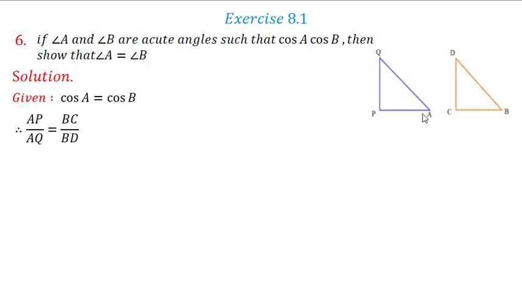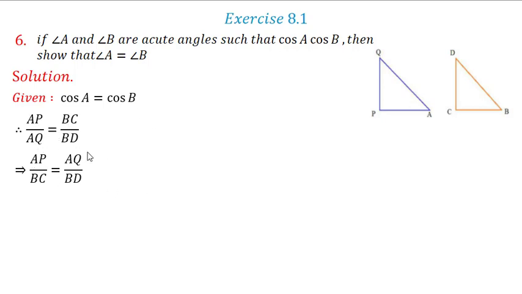So it is given that cos A is equal to cos B. Now cos A, by the formula for triangle APQ, will be AP upon AQ, and cos B will be BC upon BD. So AP upon AQ is equal to BC upon BD. I can apply alternendo, but I think in CBSE we haven't learned all these things. So what we can do is first cross multiply, that is AP into BD is equal to BC into AQ.